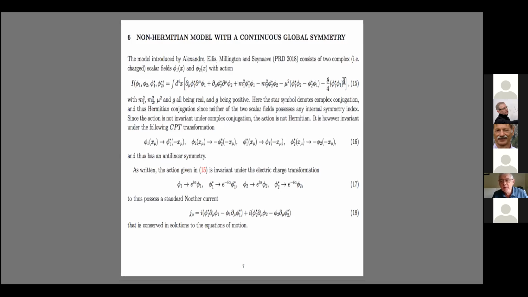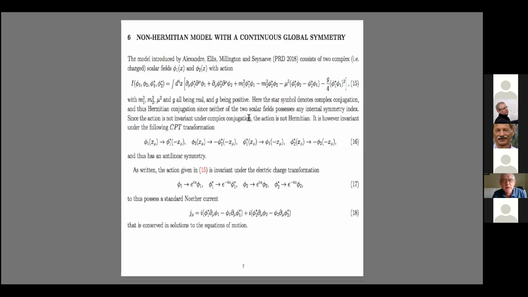m1 squared, m2 squared, mu squared, and g are all real. G has to be positive because it's negative in the action, which means it's positive in the Hamiltonian, and that provides you with a double well potential. Now, they put in this interaction term. They said that the star would denote complex conjugation because, for them, it was Hermitian conjugation, since the two scalar fields didn't possess any internal symmetry index.